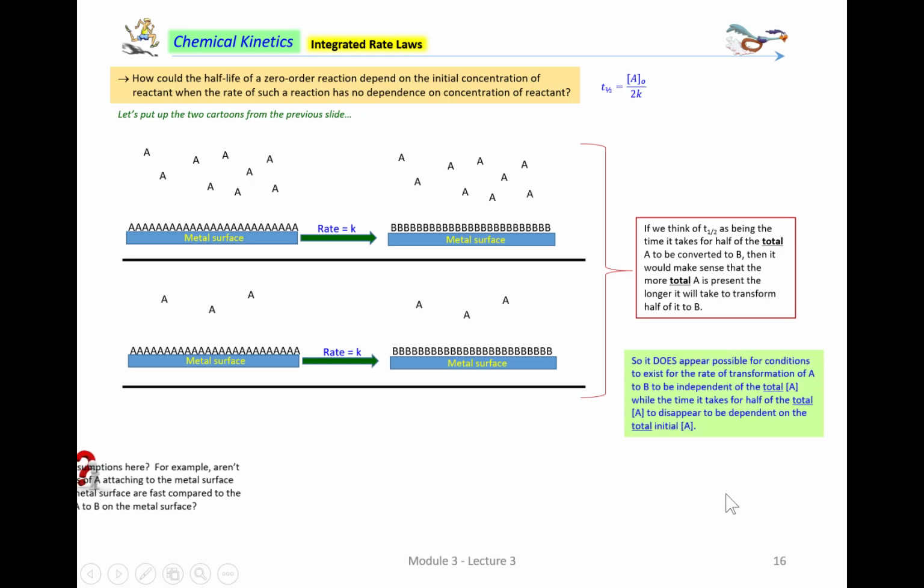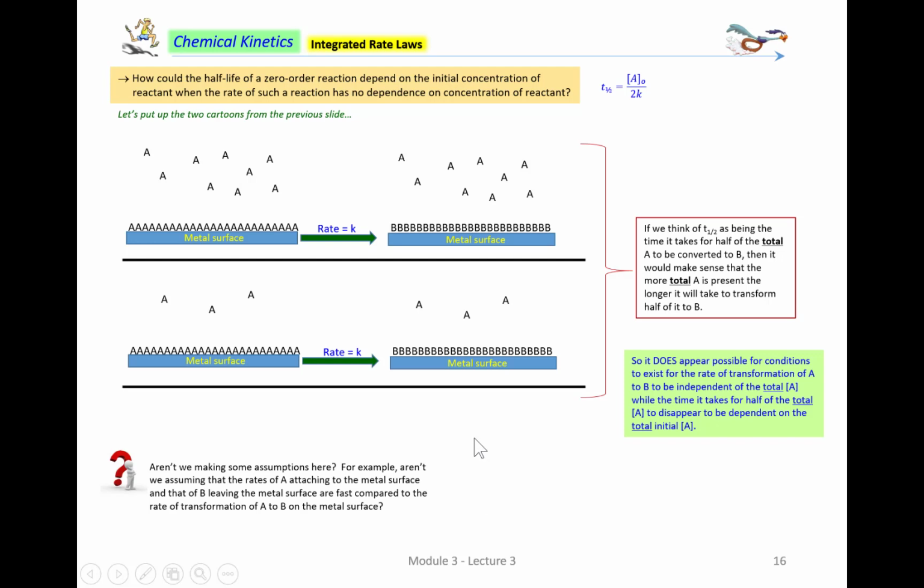So you might ask here, aren't we making some assumptions? For example, aren't we assuming that the rates of A attaching to the metal surface and that of B leaving the metal surface are fast compared to the rate of transformation of A to B on the metal surface? And the short answer there is yes. And I'll just say that's why corporations hire chemists to sort all of this out.